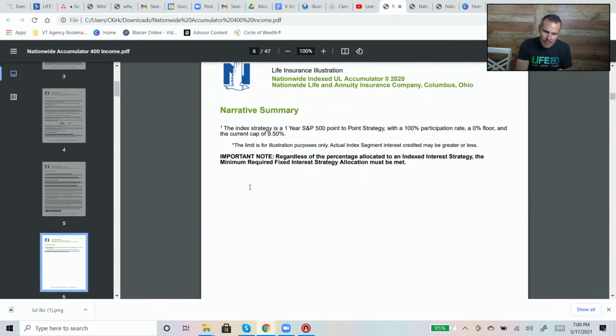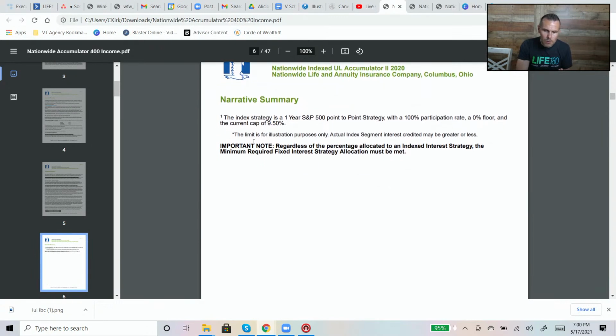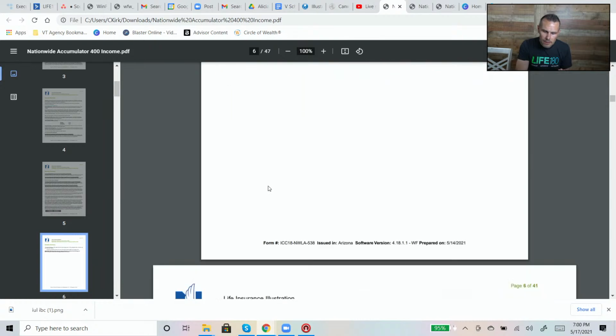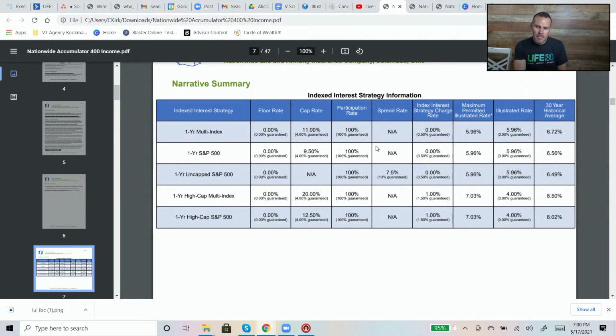And so let's go down to this page right here. This basically shows you they have 1, 2, 3, 4, 5 indexing strategies for this policy. People can choose to participate in different index strategies. You can see here, there's a 1-year high cap multi-index. So there's a 20% cap rate, 4% guaranteed. If you look down underneath there, it sounds really good, right? 0% floor, 4% guarantee is the lowest that the cap rate could go, 20% on the high. Seems really awesome.